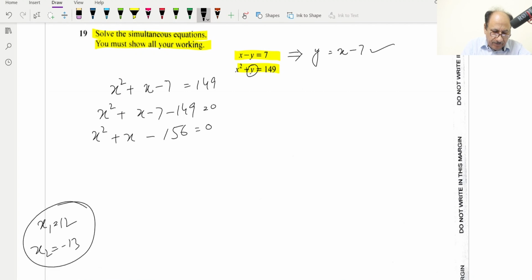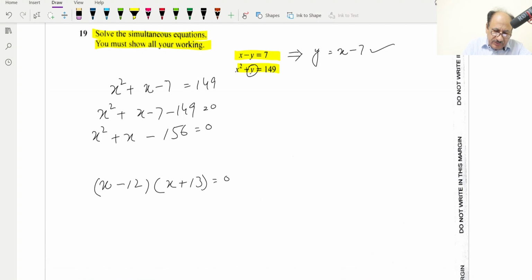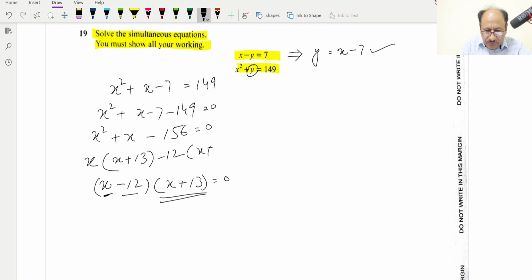These two values we'll be using, and we can write the factors. For x, we will change sign, so x minus 12 and x plus 13 is equal to 0, and this one I will remove. An intermediate step we can write for our working, so that examiners also get the information. So we will write x multiplied by x plus 13, minus 12 times x plus 13 is equal to 0, and this will be the perfect working.